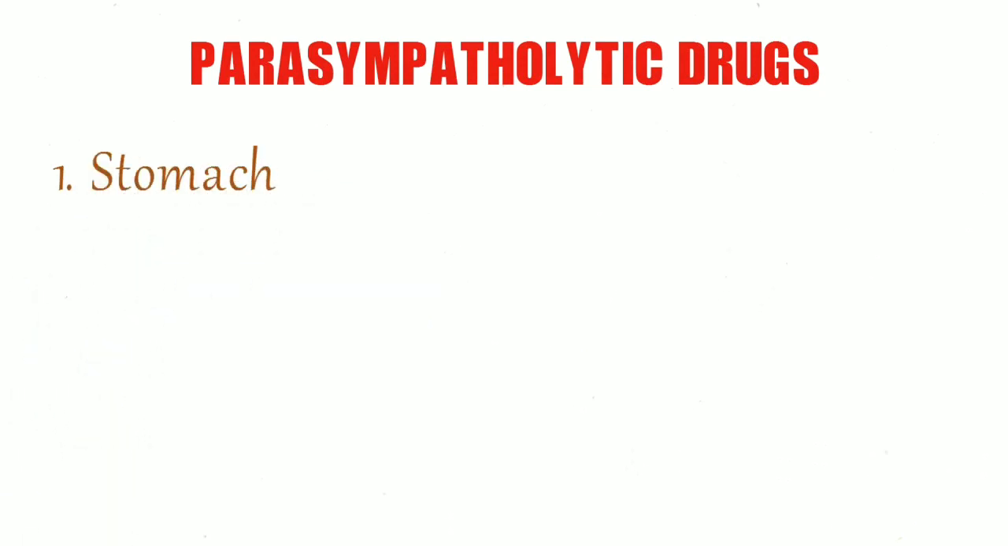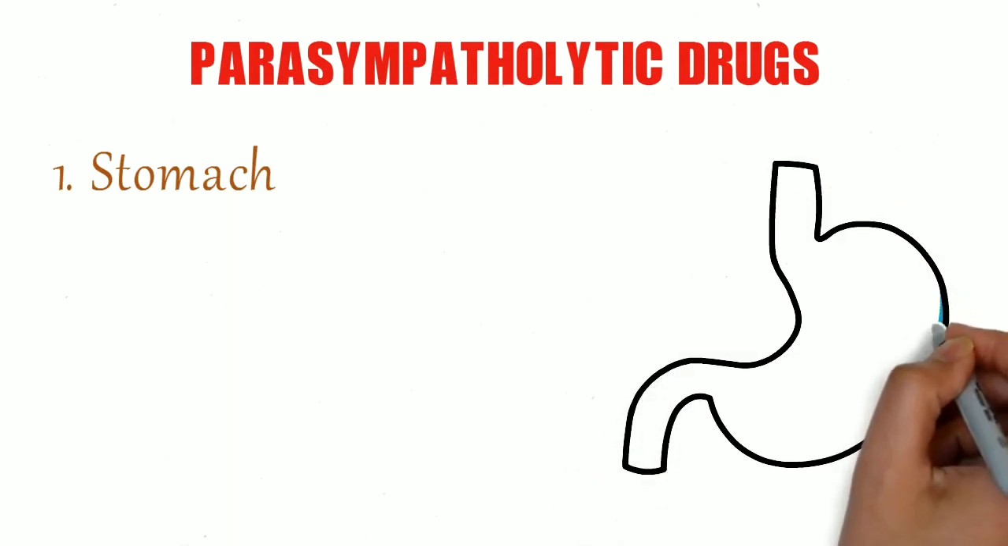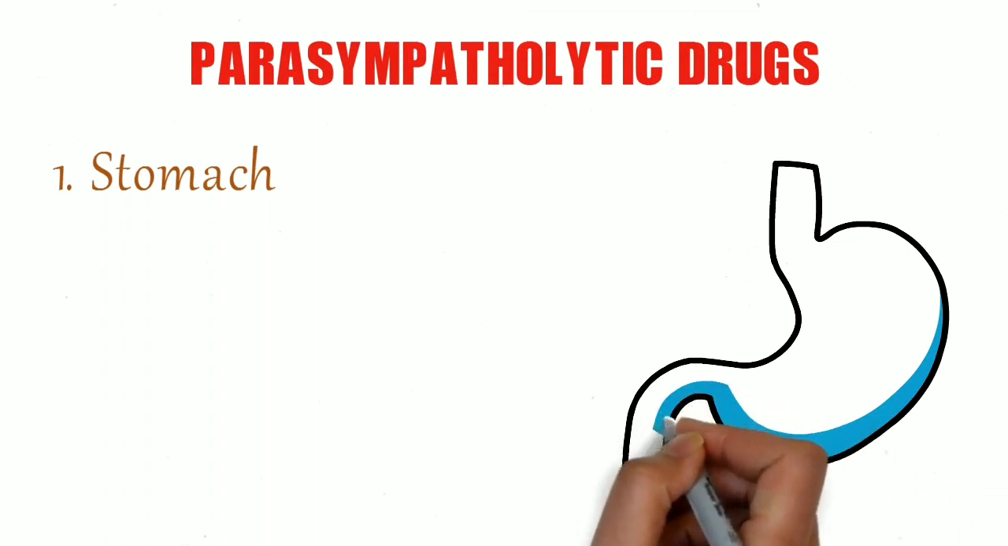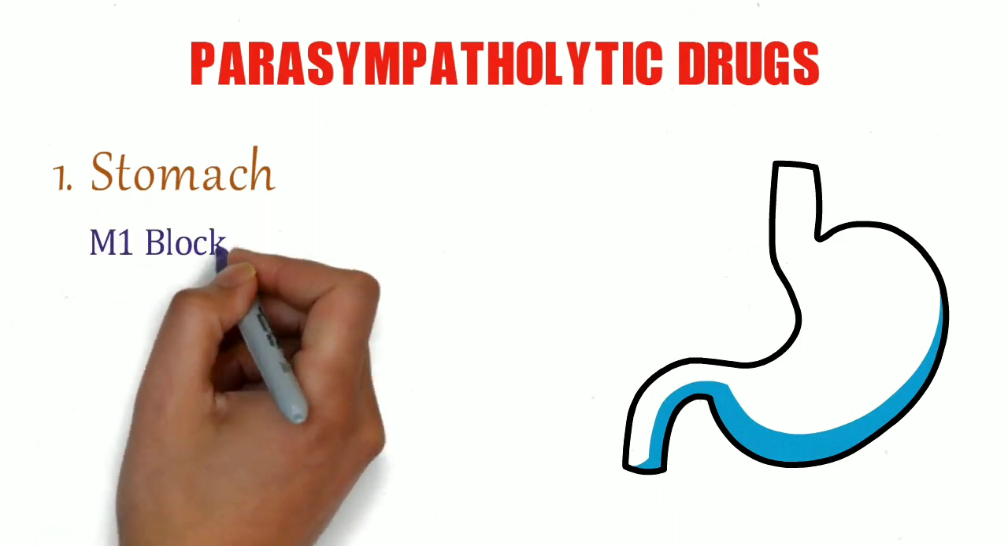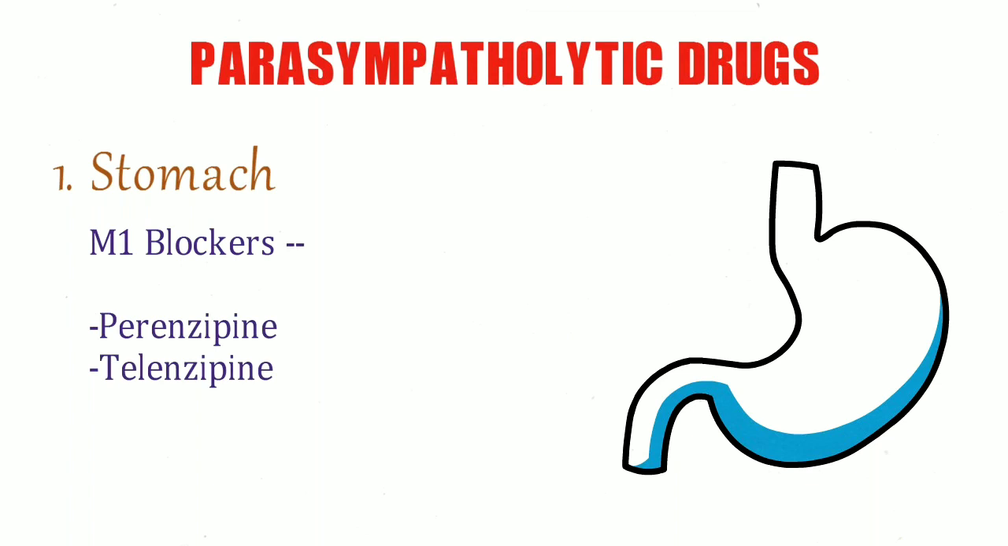In the stomach, there are mainly M1 receptors in the gastric ganglia. The stomach also contains M3 receptors. So, if we block the M1 receptors, there will be less secretion of acid, and we can use this for peptic ulcers. The M1 blockers are pirenzepine and telenzepine, and these can be used for peptic ulcers as they decrease the secretions.